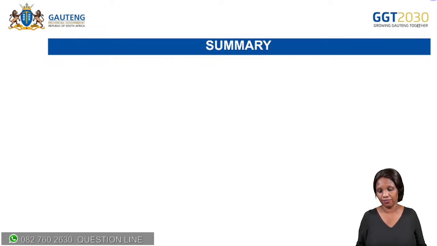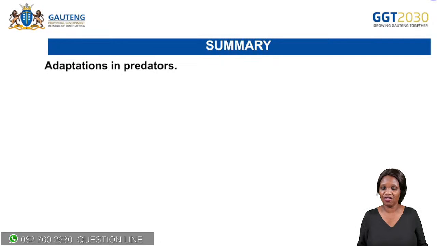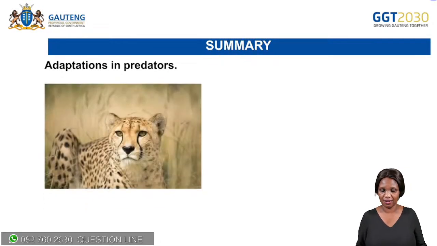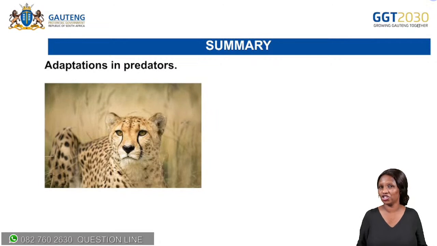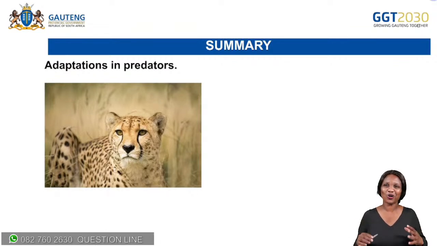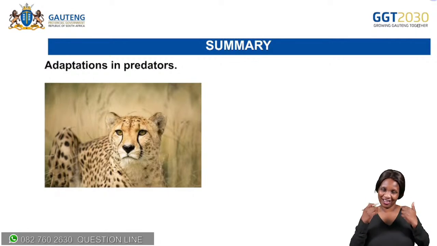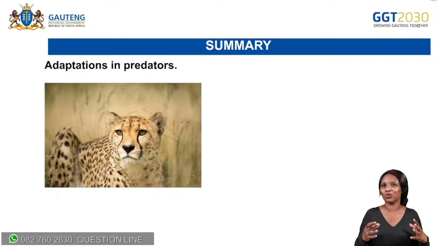Okay. And then adaptations in predators. Let's look at the cheetah. It blends into its environment. All right. And then it also has dark spots on its eyes. It has got dark eyes so that it what? It protects its eyes from the sun's glare.